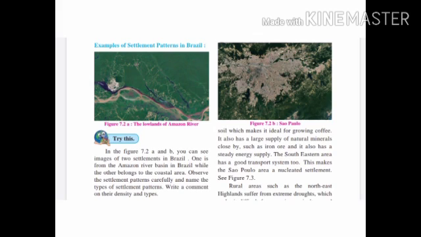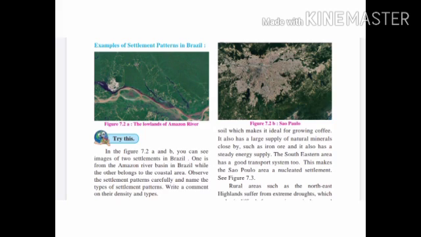In the figure 7.2a and b, you can see images of two settlements in Brazil. One is from the Amazon River Basin in Brazil, while the other belongs to the coastal area. The earlier settlements in Brazil were formed by settlers from Europe, mainly in the coastal areas. Now the settlements have developed and are densely populated.